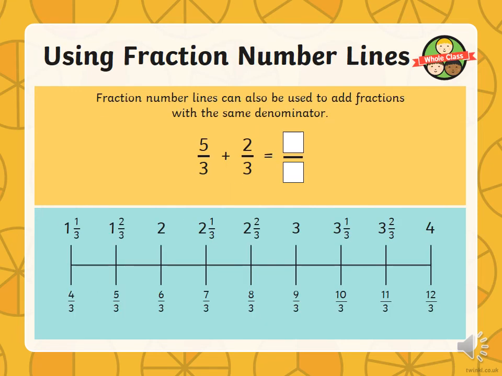Fraction number lines can also be used to add fractions with the same denominator. So 5 over 3 plus 2 over 3 equals 7 over 3, or 2 wholes, because 3 goes into 7 2 times, 1 over 3 left over.